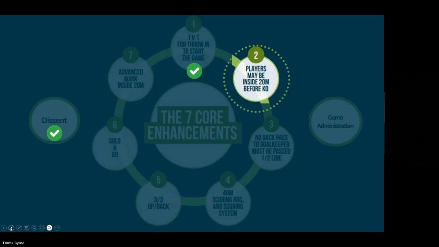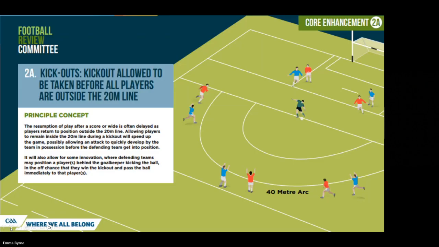Yeah, Jack, thanks. And as the lads have said already, great to see so many people here tonight and anxious to learn. The kickout one, I suppose the first slide on it there, Emma, is basically that kickouts can be taken with players still inside the 20-meter line. You can see it there in the graphic, and the idea is that it will allow the goalkeeper to dictate the pace of the game. If they want to go quick, they can, even if there are players behind them.